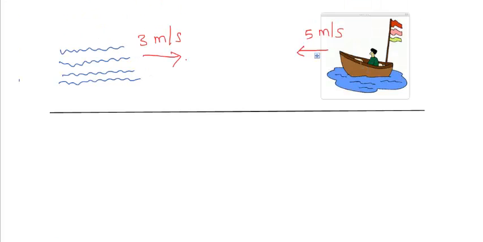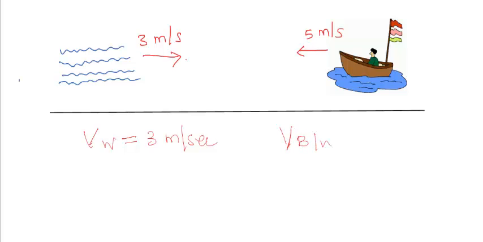Here the boat is moving 5 meter per second. This information you can represent. Let's take VW as the velocity of the water, that is 3 meter per second, and let VB be the velocity of the boat with respect to the water. It's not the true velocity given, it is in the water. The speed is 5 meter per second.